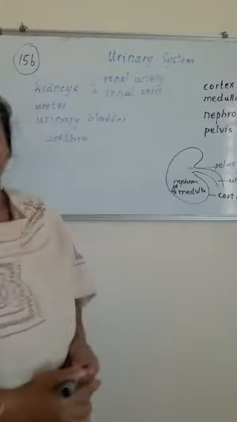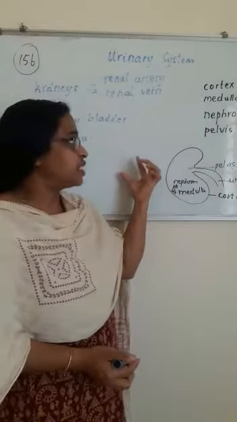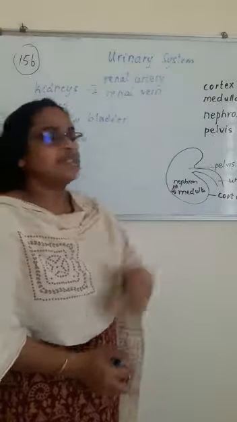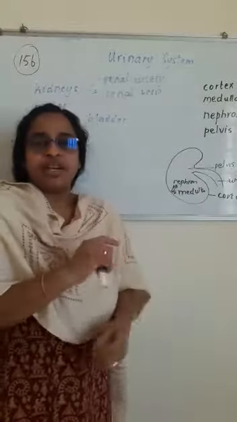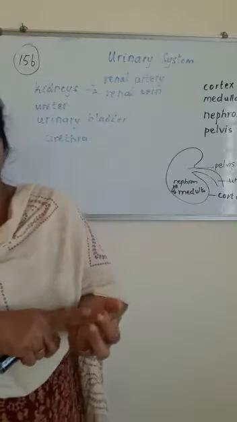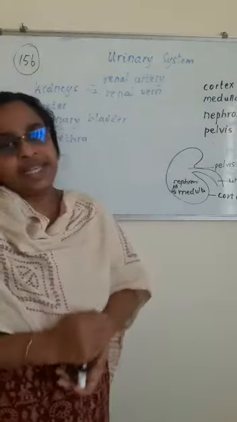So these are the parts of the urinary system and the kidney. In your syllabus, you have to identify the parts of the urinary system and also identify and label the parts of the kidney. These are there.